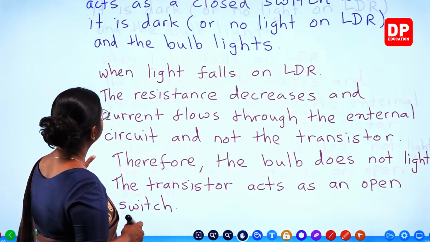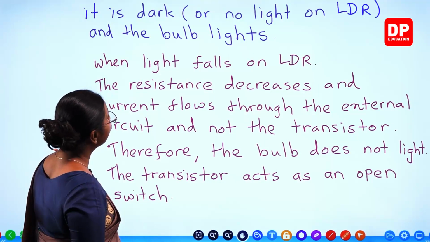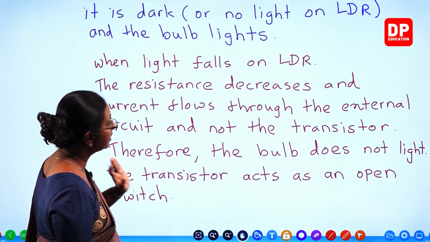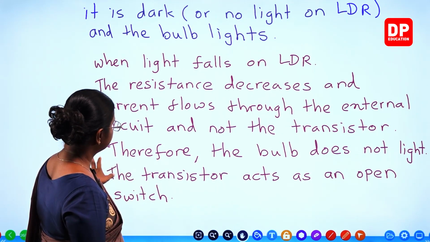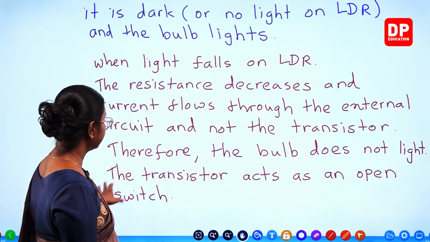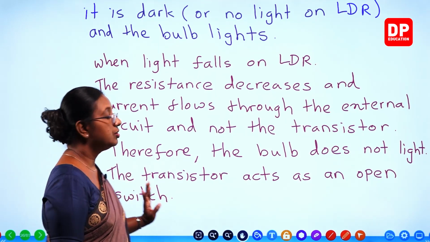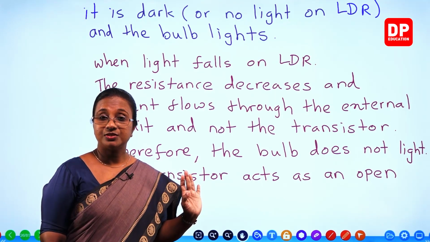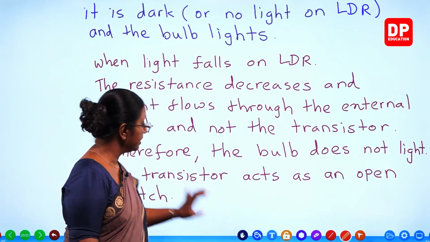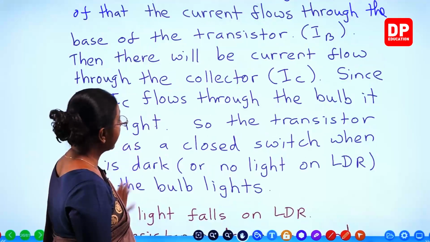So here, if we quickly read this, when light falls on LDR, the resistance decreases and current flows through the external circuit and not the transistor. Therefore, the bulb does not light. The transistor acts as an open switch. Is that clear, students? So that is the explanation for this particular circuit, and this is the activity.